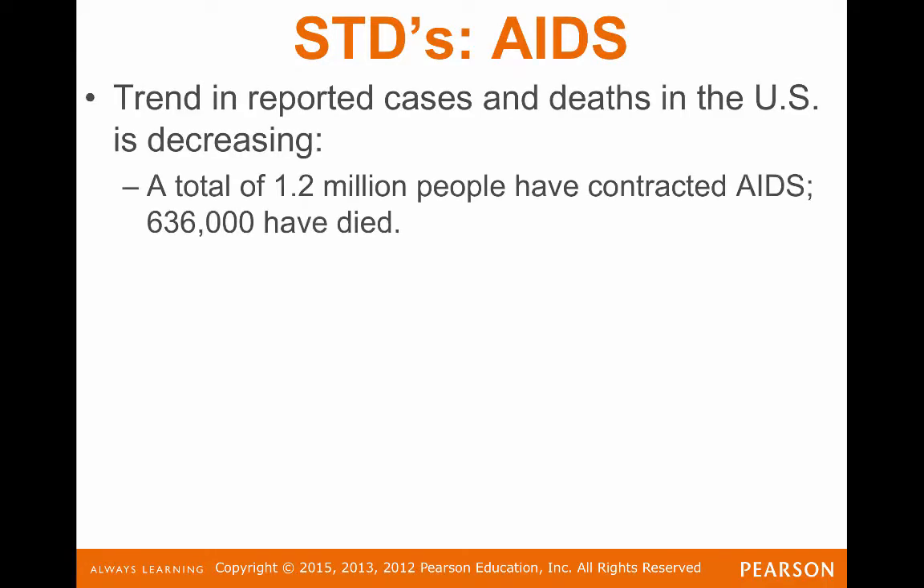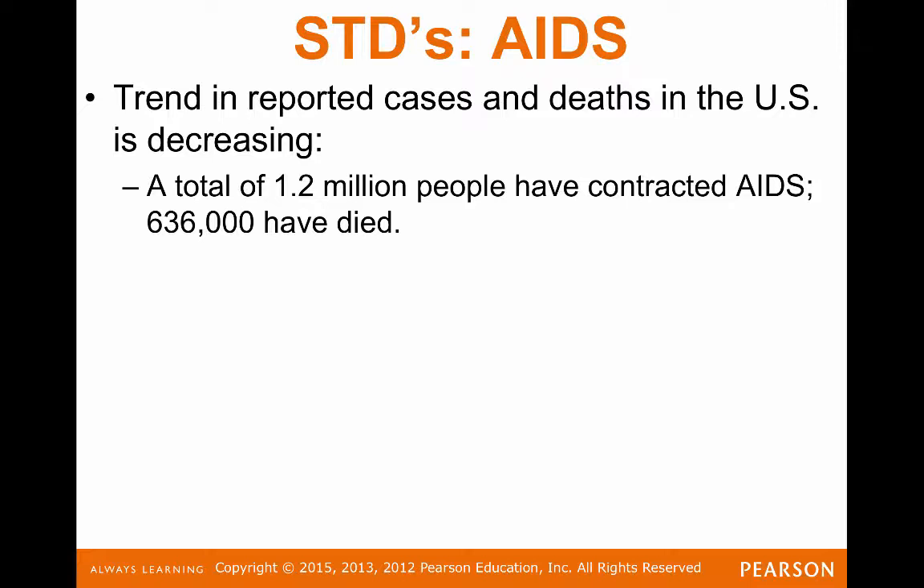So when it comes to AIDS, right? First, this is caused by the human immunodeficiency virus, right? HIV, which destroys the body's immune system. So a lot of the ways that people die by getting this disease is really like pneumonia or something of that nature, but then the body is unable to fight it because the immune system has been damaged by HIV. So the trend in reporting cases and deaths in the US is decreasing. There were 15,529 deaths in 2010 and 32,050 new cases in 2011. So there's a total of 1.2 million people who have contracted AIDS, and 636,000 of which have died.